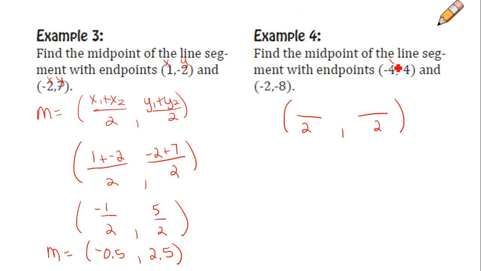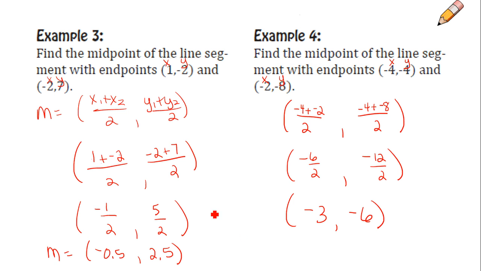So x from the first point plus x from the second point. -4 plus -2. Y from the first point, -4 plus y from the second point, -8. -4 plus -2 is -6 over 2. -4 plus -8 is -12 over 2. And now if we simplify, that would be -3. -12 divided by 2 is -6. So that represents the midpoint on that graph.